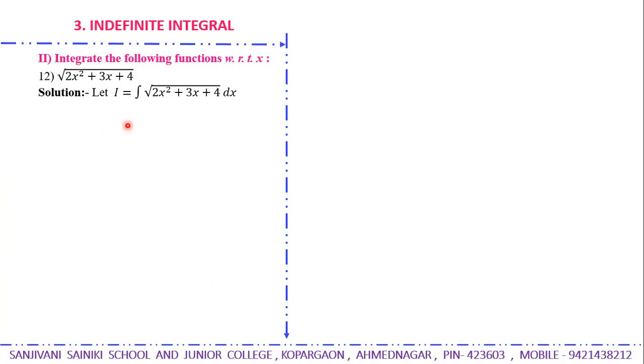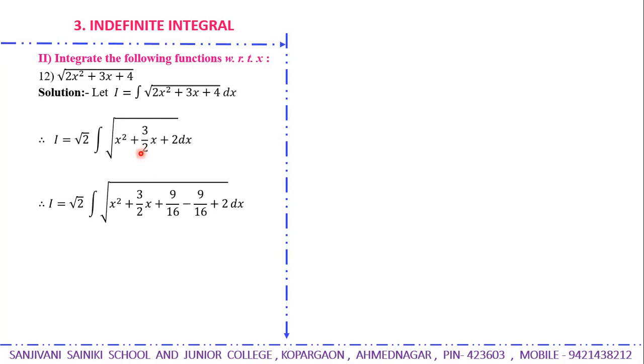This is also on the same line. Firstly we have to take the 2 common from this factor. So you will get root 2 times integration of root of x square plus 3 by 2x plus 2 dx. Now here what we will do, again we have to complete the square by adding and subtracting 9 upon 16. How 9 upon 16?